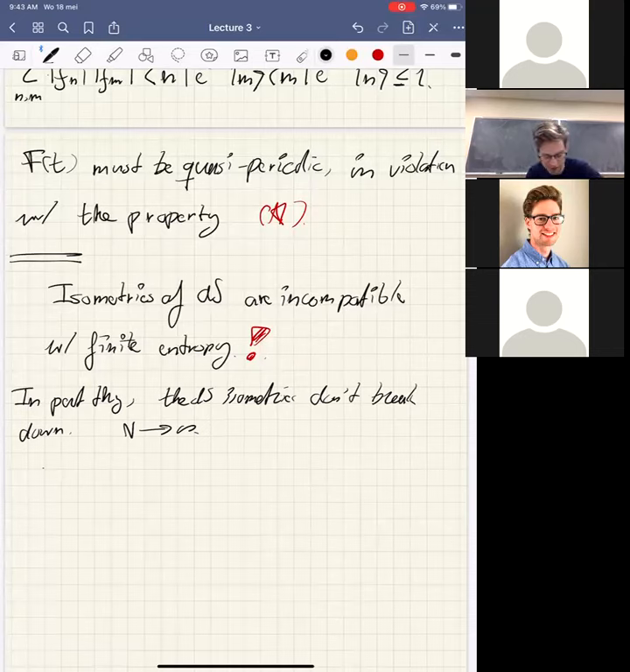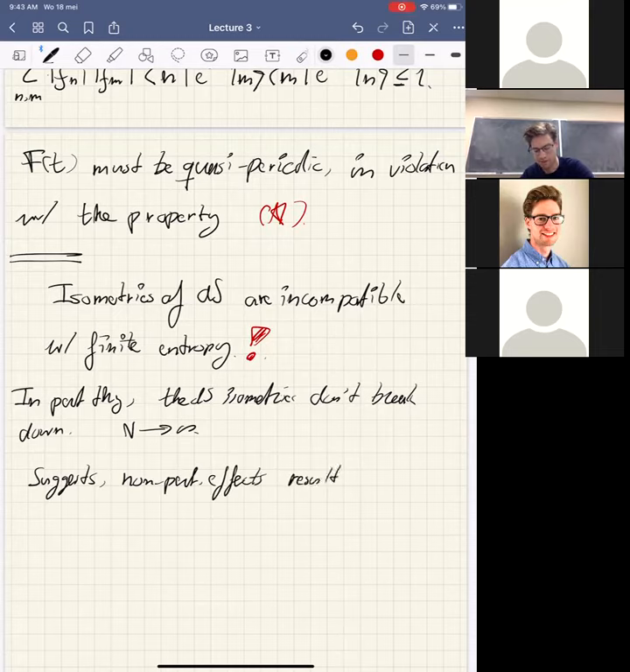So what does it suggest? What it suggests is that non-perturbative effects result in a finite entropy, which we already argued for. Finite entropy, a discrete spectrum of energy eigenstates, plus what we can now argue for is a breakdown of the de Sitter isometries.